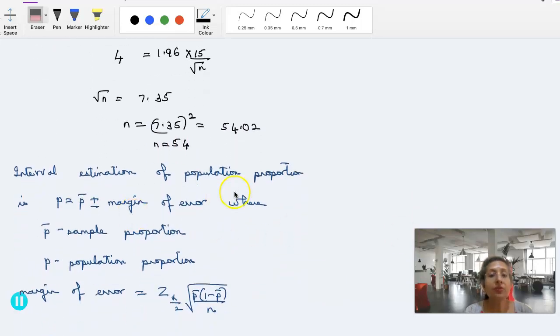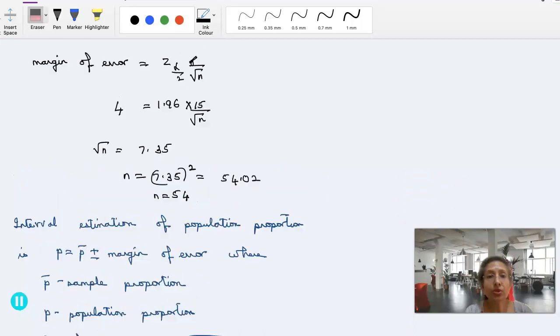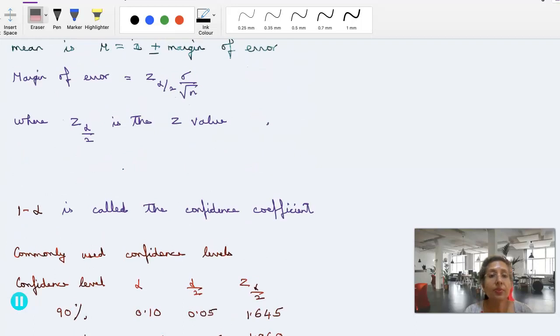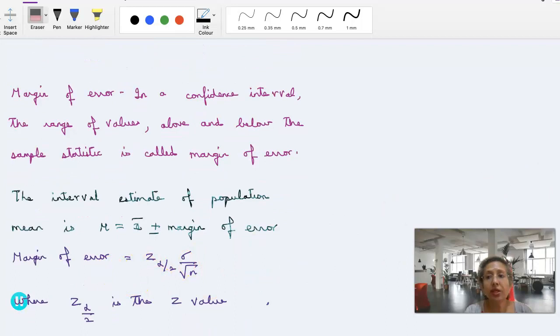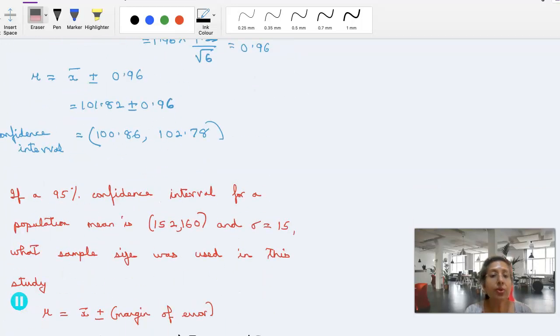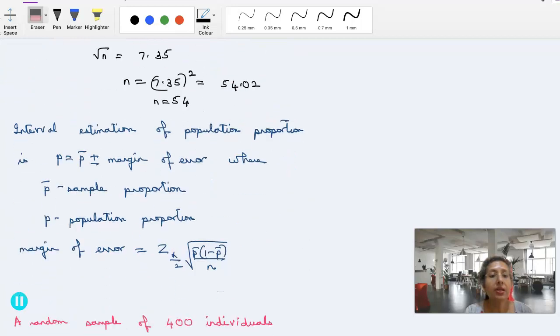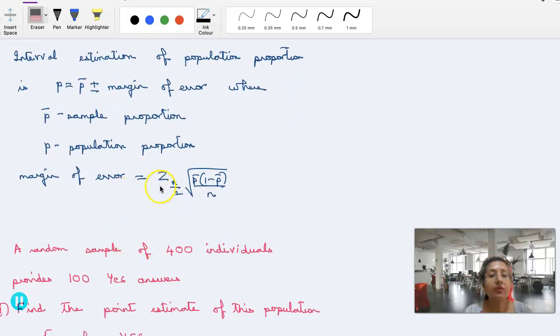The interval estimation of the population proportion is given by capital P equal to p bar plus or minus margin of error, where p bar is the sample proportion and capital P is the population proportion. Previously we had interval estimation of the population mean. Now we have interval estimation of the population proportion. And here the formula of margin of error is given by z alpha by 2 into square root of p bar into 1 minus p bar by n.